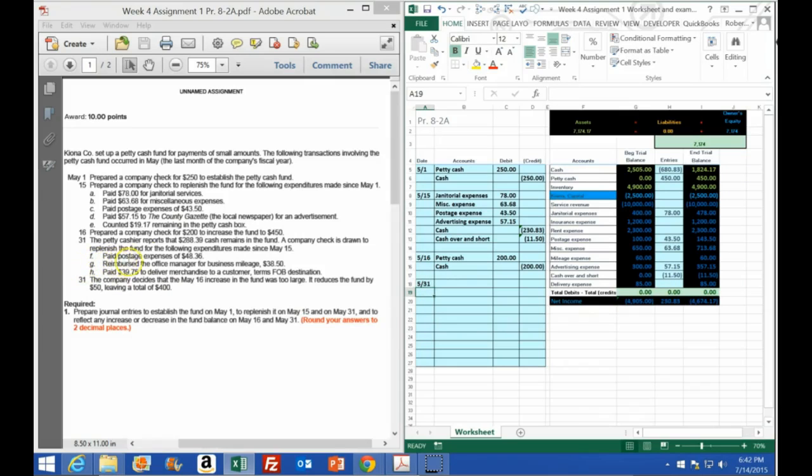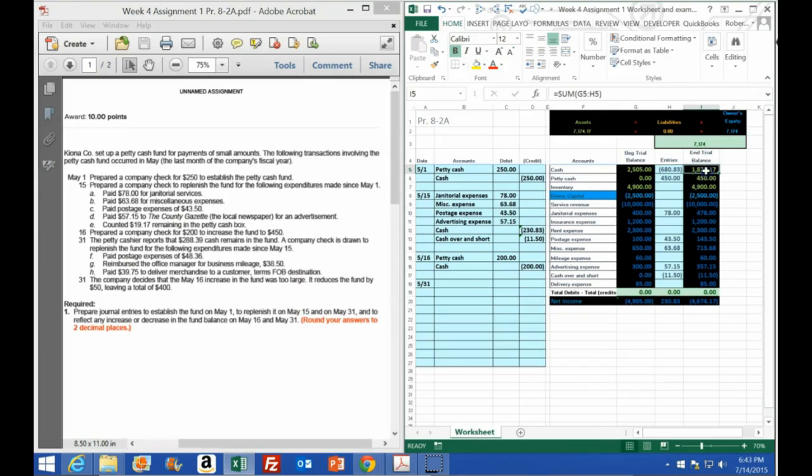All right, so now we're going to go to 531. The petty cashier reports a $288.39 cash remains in the fund. A company check is drawn to replenish the fund for the following expenditures made since May 15th. All right, so now we're going to record the replenishment once again, and we know that the replenishment is going to come from the cash account here.